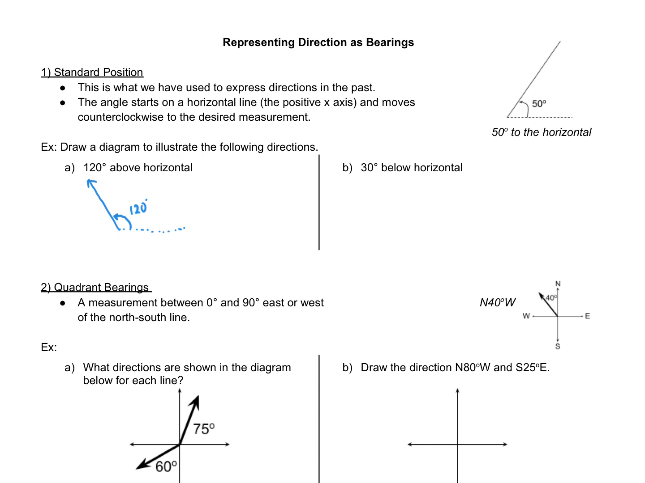The next one is 30 degrees below the horizontal. So again, there's my horizontal, and I'm just estimating here, 30 degrees below. And there we are. Now, in grade 11 or grade 12, we would talk about positive angles and negative angles instead of above and below, because we're using that positive x-axis. Here we're just talking about above or below the horizontal.